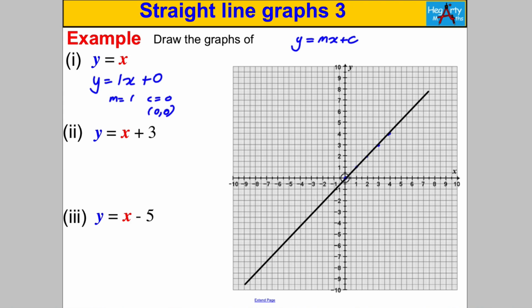To be fair, we should have known that anyway. That's an easy one. It's the straight line where the x and y coordinates are the same. But that was so fast for us. Let's do it here again. Let's write it in the correct form.